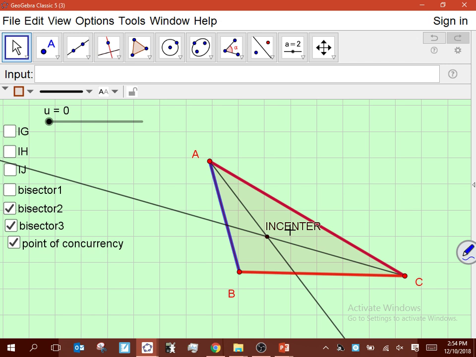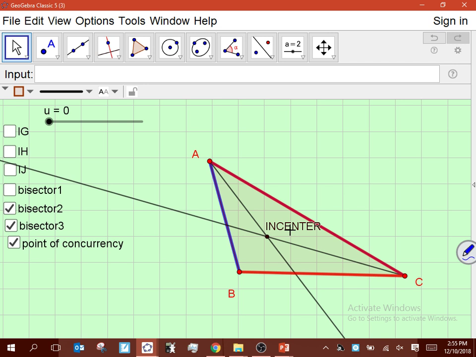Yeah, but it's the point of concurrency for the angle bisectors. Because last week we talked about the point of concurrency for the segment bisectors. That was the circumcenter, right? So we're going to have four centers, so we'll have four situations of concurrency. This is the situation where the angle bisectors are concurrent.